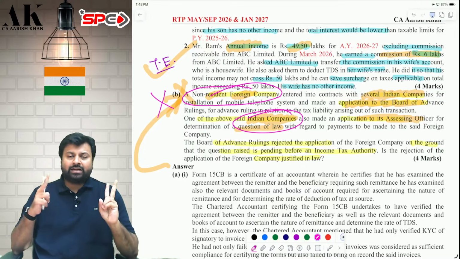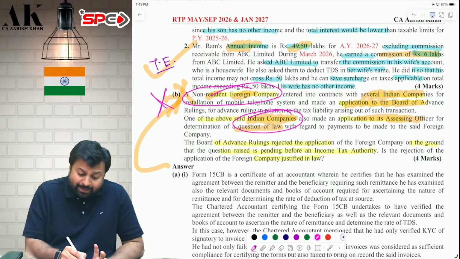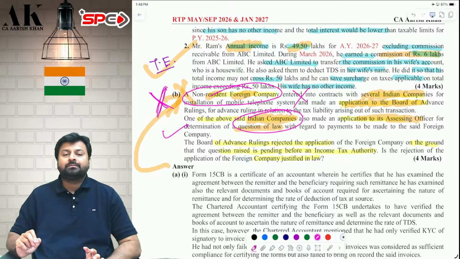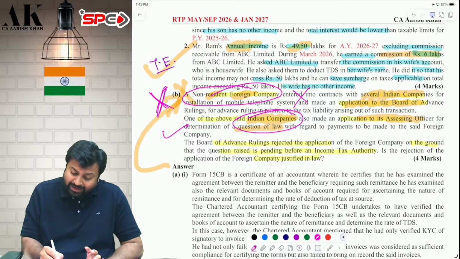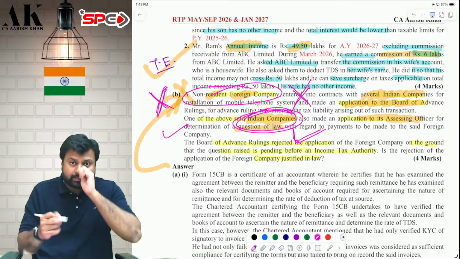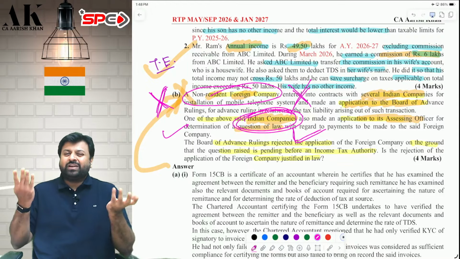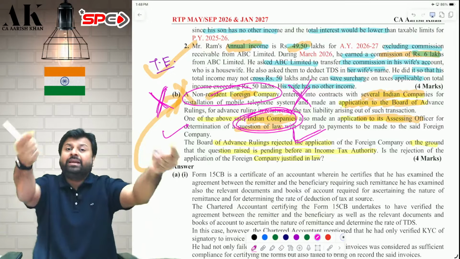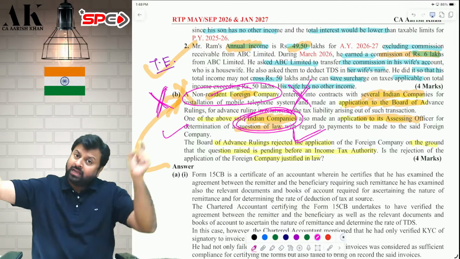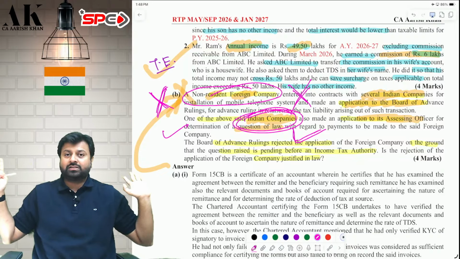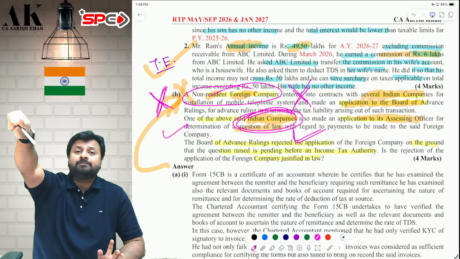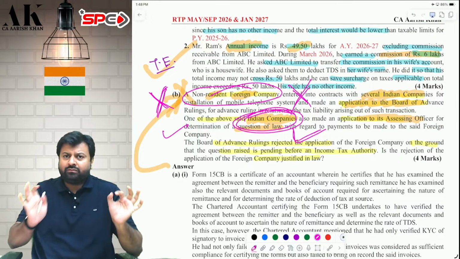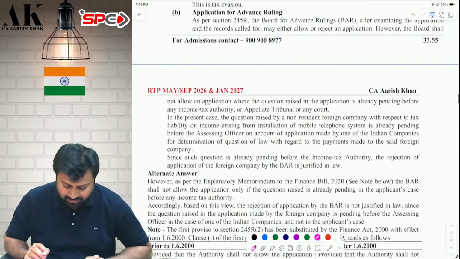View number one is the correct view according to me. If my application is not pending, somebody else's application is pending, then you cannot reject. View number two. If anybody's application is pending, then also you can reject my application. Second view is very strange, very vague. First view is better. If my application is already pending in front of income tax authority, then you reject my BFAR application. But if somebody else has made an application, then you cannot reject my application. That view is correct according to me. You can write either of them, whatever you want to write. Okay. So this is what this paper is all about.